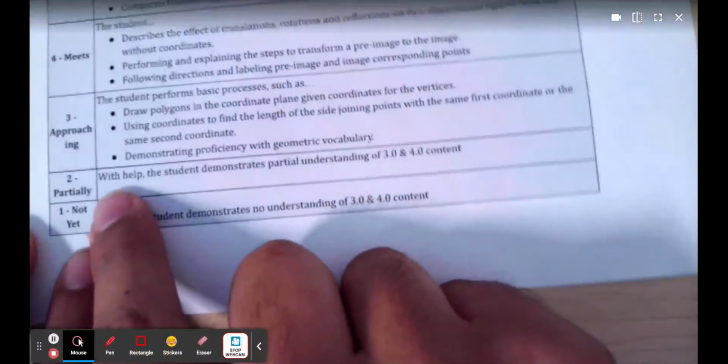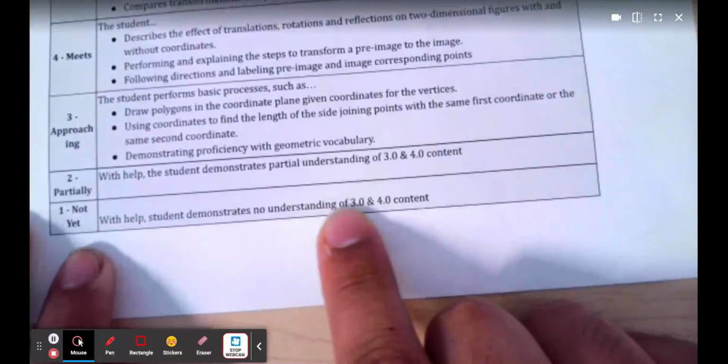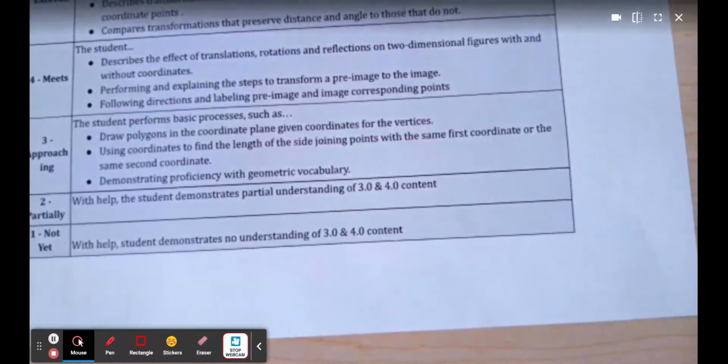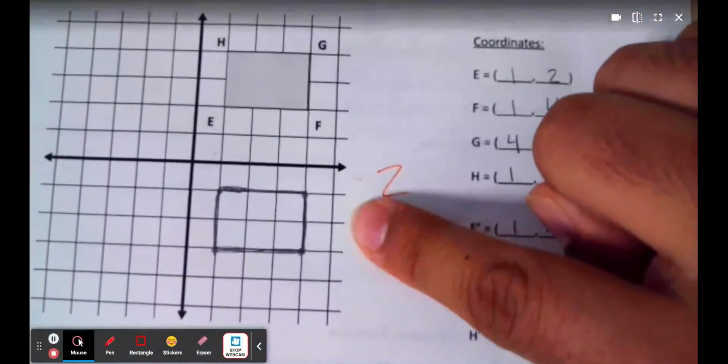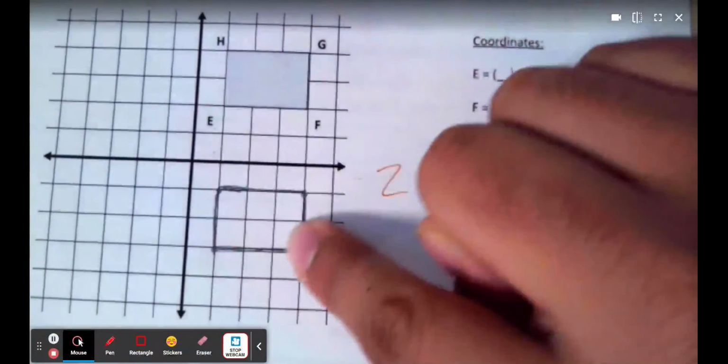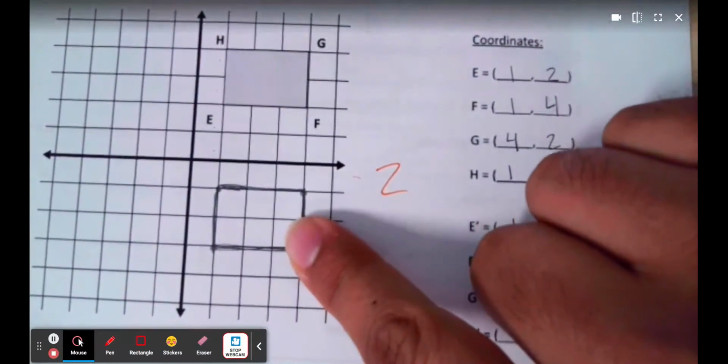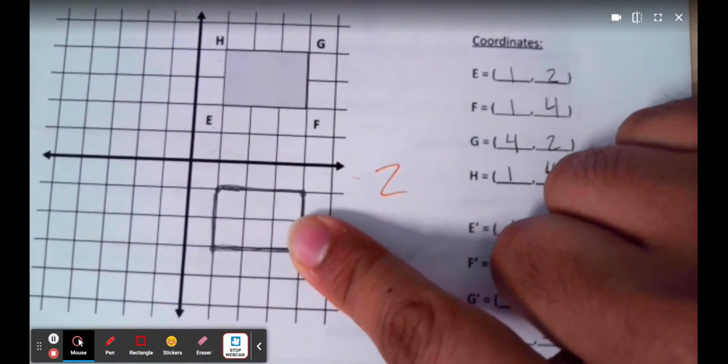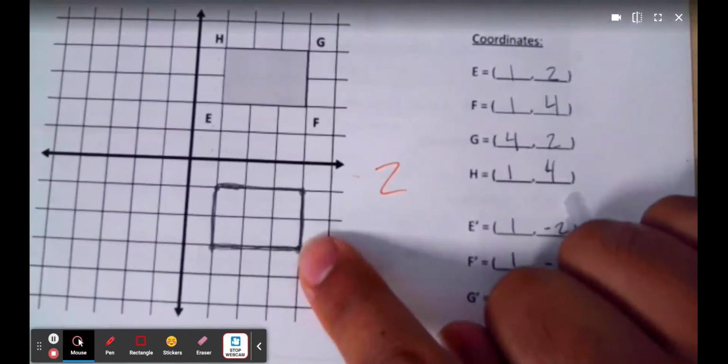Now let's work our way down to a 2, where with help, the student demonstrates partial understanding of 3 and 4. So in this case, a 2-point response. First, we want to look at, hey, yes, they were able to draw a polygon. That is part of a 3-point response.